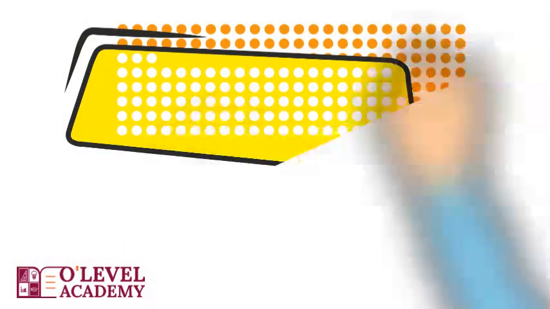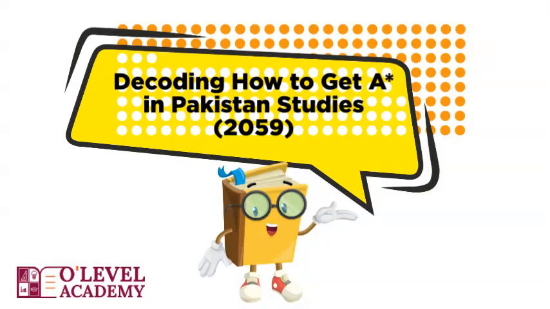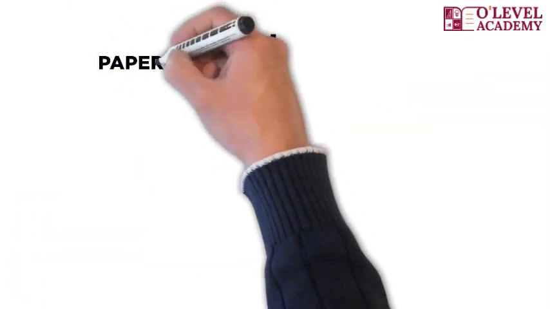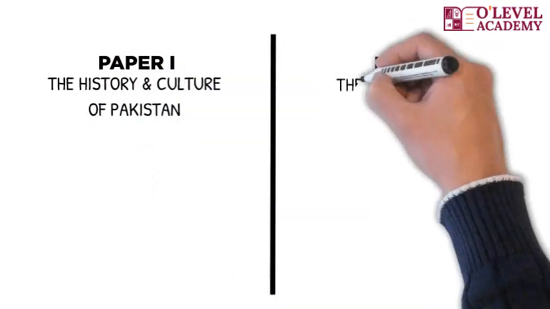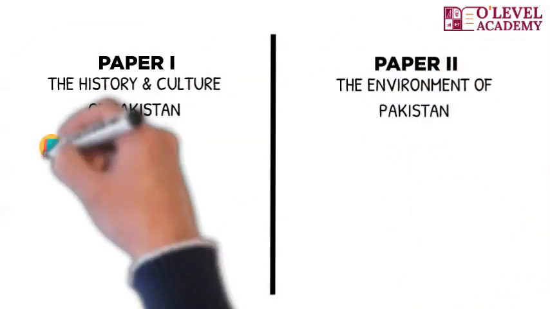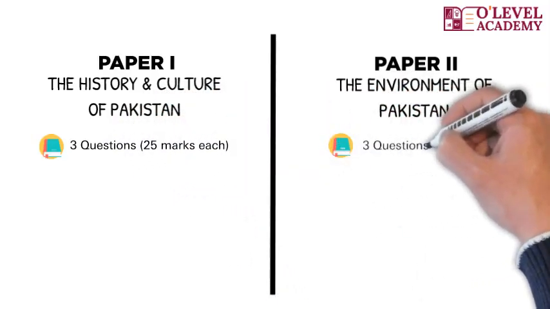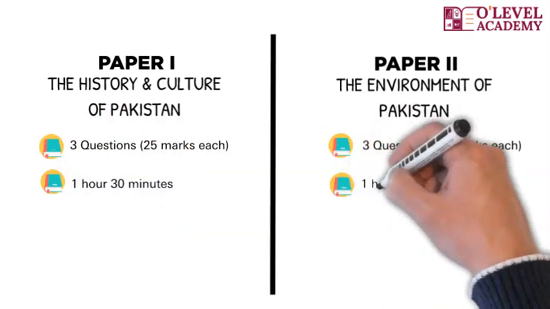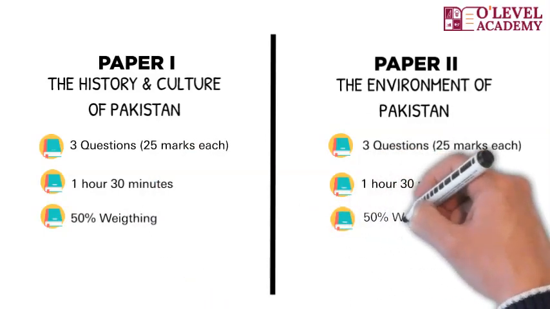In this video, we will decode how to get an A+ in Pakistan Studies 2059. Pakistan Studies is divided into two papers. Paper 1, the history and culture of Pakistan, and Paper 2, the environment of Pakistan. From each paper, you will be required to attempt 3 questions. The duration to complete each paper will be 1 hour and 30 minutes. Both papers will weigh 50% of the marks.